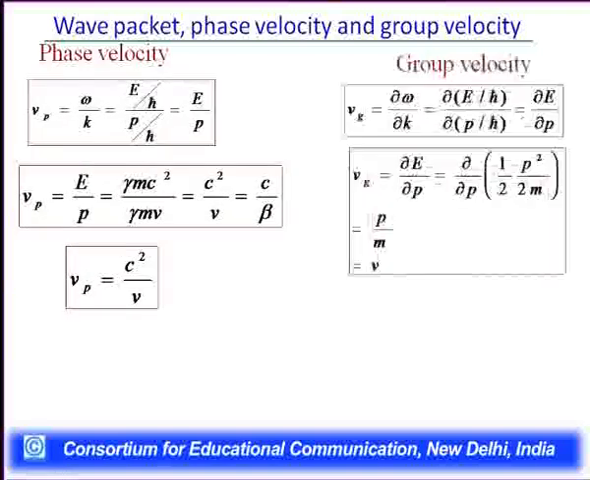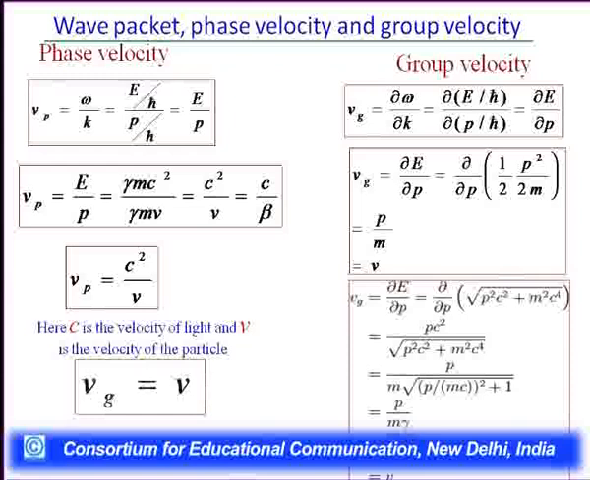Now the wave packet, phase velocity and group velocity. What is the relation between the phase velocity and the group velocity? The phase velocity is defined by Vp is equal to omega by k, as already discussed. Then omega is E by h cut, and k is equal to P by h cut, so Vp is equal to E by P.